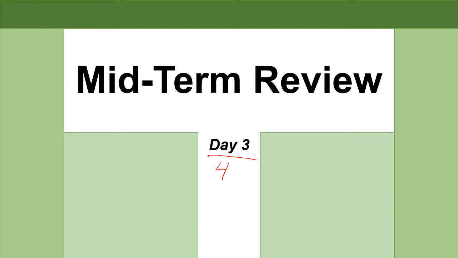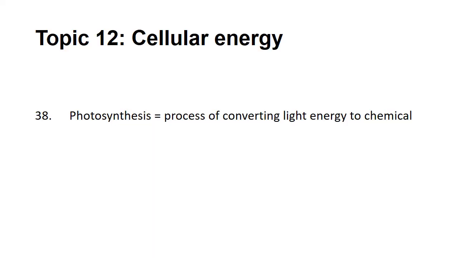So here we go. Let's start where we left off yesterday, cellular energy. ATP versus ADP, you should know the differences. Who thinks they can summarize it real quick? Go ahead. ATP has 3 phosphates, but ADP only has 2.